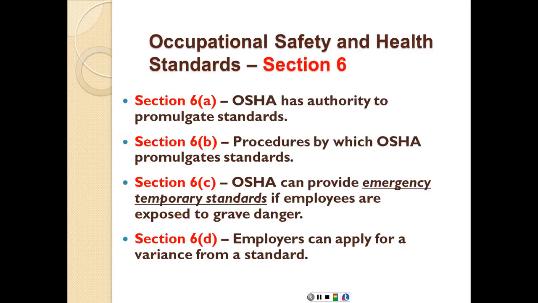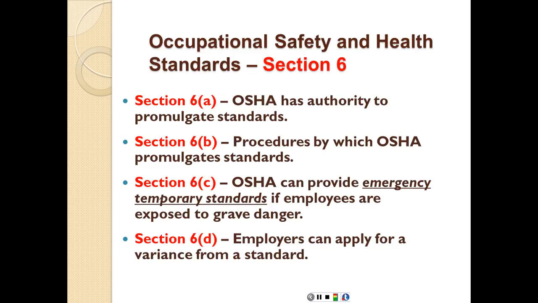The Occupational Safety and Health Standards, Section 6. Section 6A says OSHA has authority to promulgate standards, so they become law. Section 6B, procedures by which OSHA promulgates standards. How is that going to be done? Section 6C, OSHA can provide emergency temporary standards if employees are exposed to grave danger.